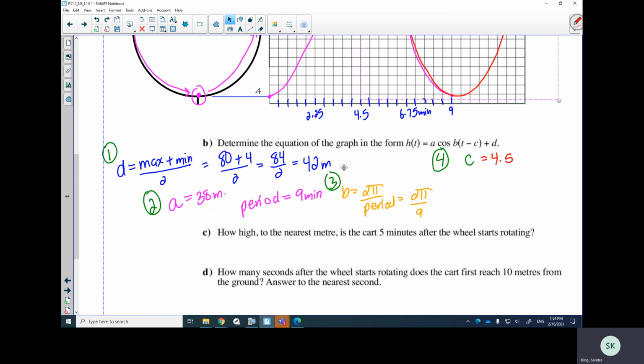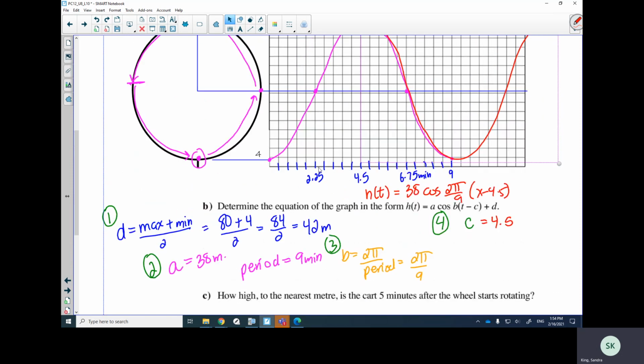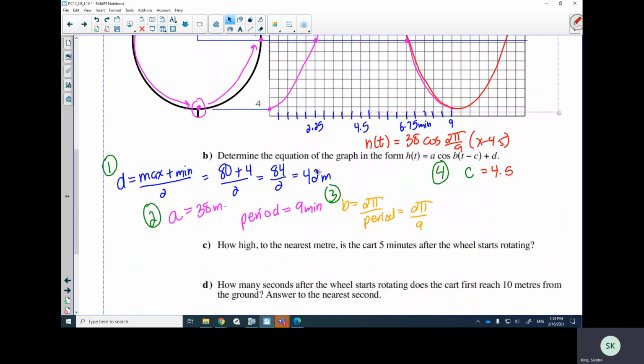And now we have everything. The height of the Ferris wheel according to time in minutes: A cos of B. So 38 cos of 2 pi over 9. In brackets, I need my phase shift. So my phase shift is 4.5 to the right, so x minus 4.5. And then I need to add my midline, which we said was 42.